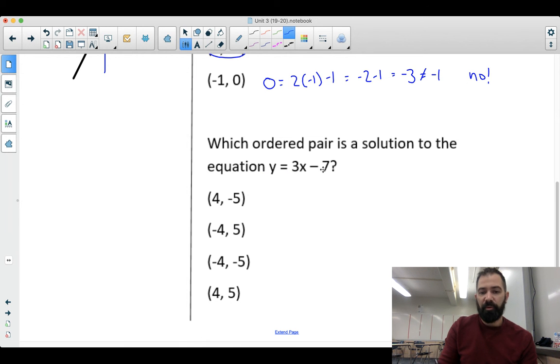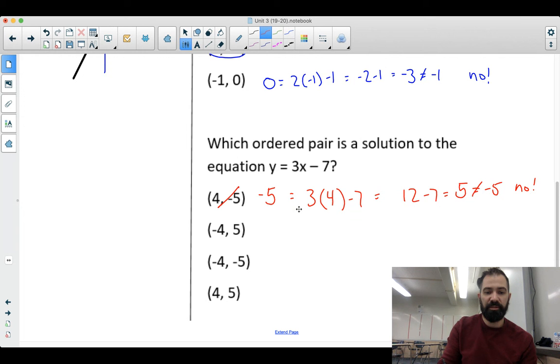We have the equation y equals 3x minus 7, and we want to know which one of these ordered pairs is the solution. Well, the first one, y is -5, and we want 3 times x minus 7 to equal that. Well, 3 times 4 is 12. 12 minus 7 equals 5. Does 5 equal -5? It does not. Not a solution.